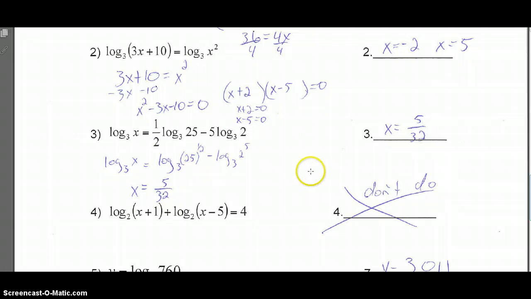Number 3, okay, this is where we can roll the coefficient onto the log. So I have log base 3 of 25 to the 1/2 and log base 3 of 2 to the 5th. Those are being subtracted, so I can combine them using division. I get x equals 25 to the 1/2, which is the square root of 25, which is 5, over 2 to the 5th, which is 32. So x equals 5 over 32.